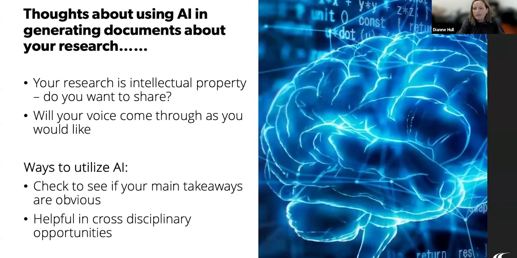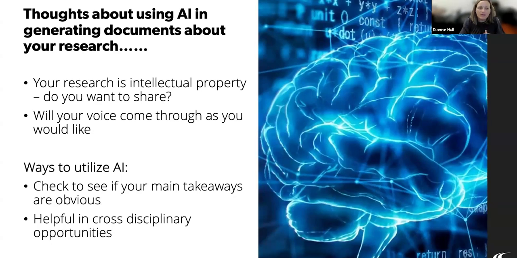I want to touch very briefly on artificial intelligence. I know that artificial intelligence can be an easy way to get some feedback on some of your writing and some of the things that you're thinking about. So a couple of things. One is your research is intellectual property. If you put it into ChatGPT or an equivalent, they can keep that information. So, do you want to share? Is the first question. If you ask an AI program to help you rewrite things, will your voice come through as you would like? And again, it's your research.